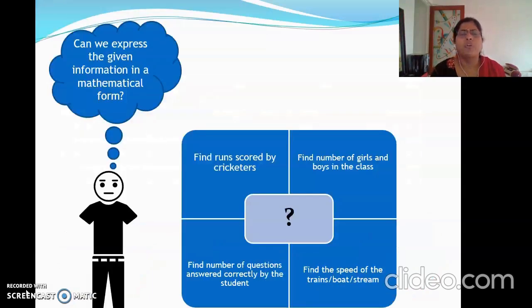If we want to find the runs scored by the cricketers, find the number of girls and boys in the class, find the number of questions answered correctly by the students, or find the speed of the train, boat and stream, all these situations look so different. But can we express the given information in mathematical form? Yes, we can.